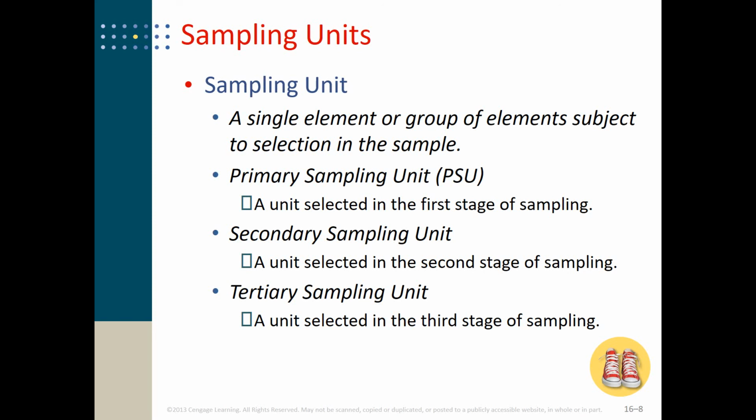Now from each of the flights, probably you will be choosing some particular timing of, for example, morning flights or evening flights, weekday flights or weekend flights. That can be your third stage sampling. So in this way, sampling units can be selected in different stages.